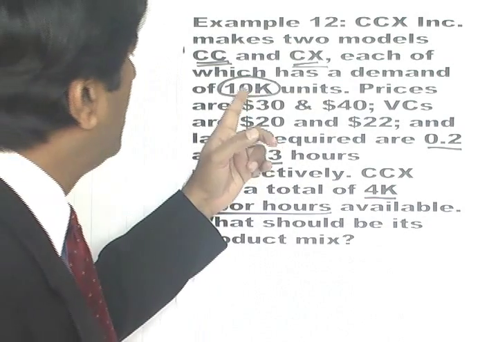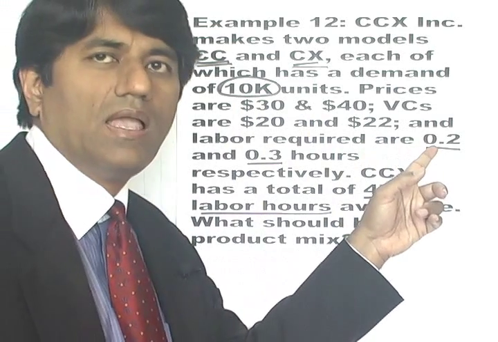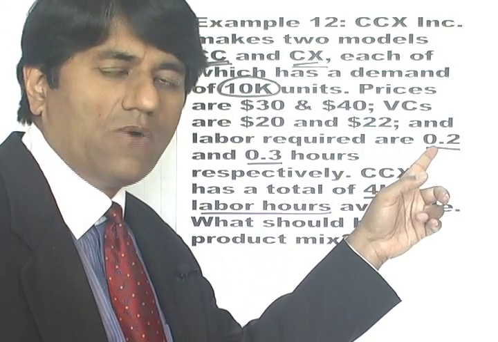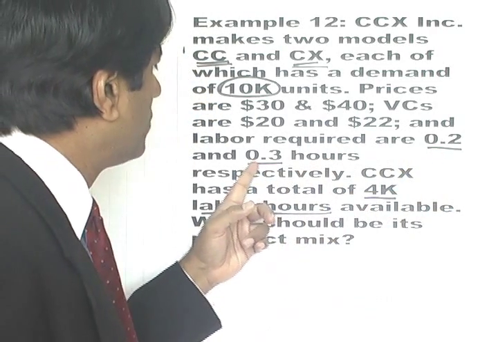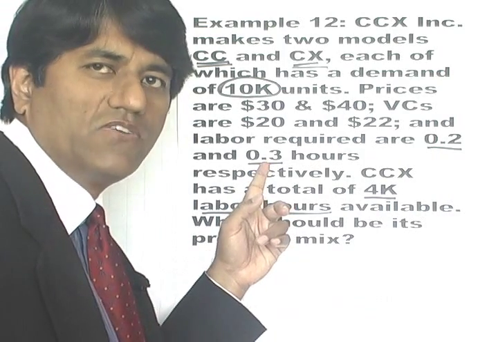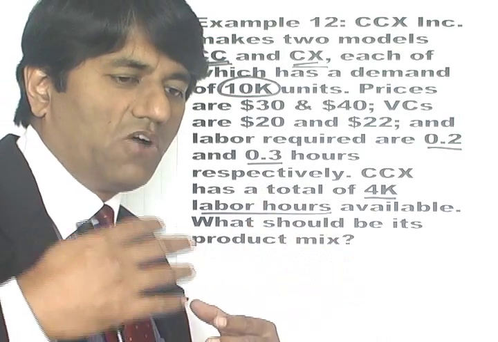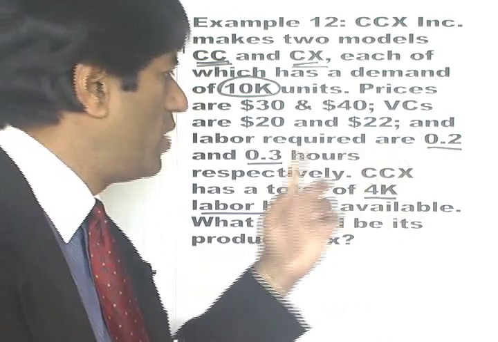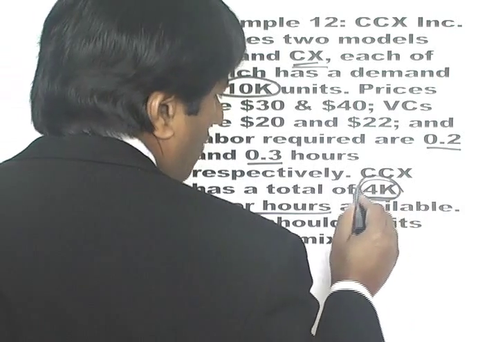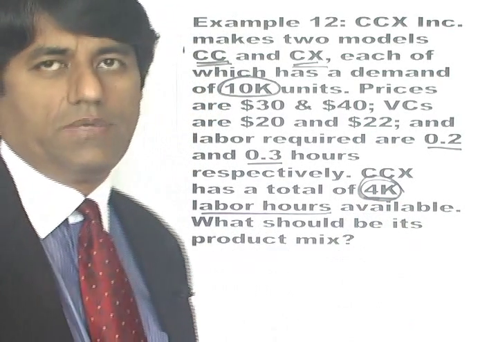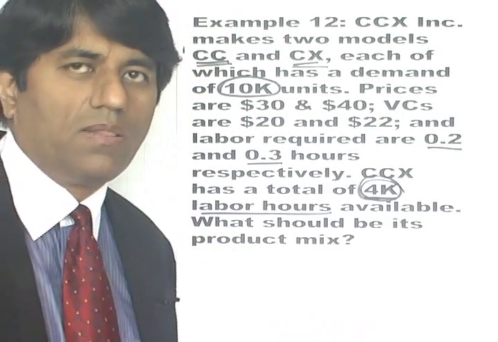So to produce 10,000 units, it would require 2,000 hours of labor for the first model, and it will require 3,000 hours of labor, that's 0.3 into 10,000, for the second model. So if you are producing 10,000 of each model, you would require 2 and 3, or 5,000 hours. However, the amount of hours you have is only 4,000. So you can't really produce the maximum demand for each model.